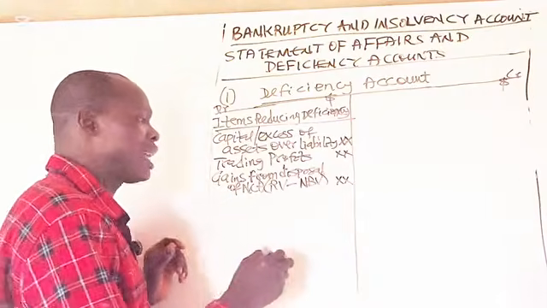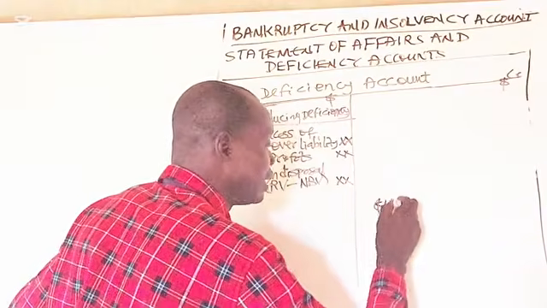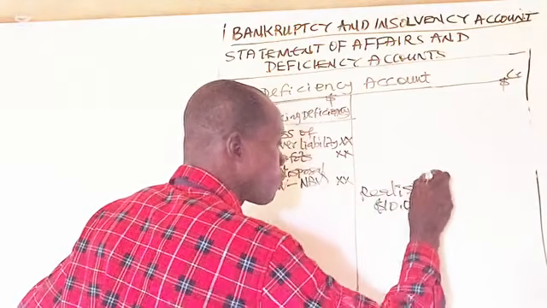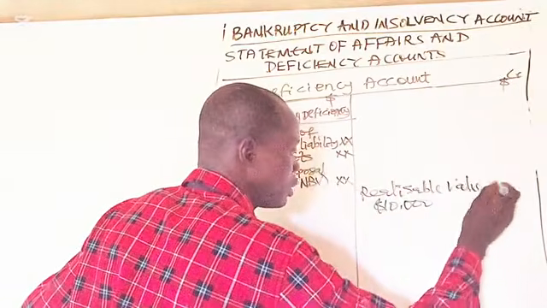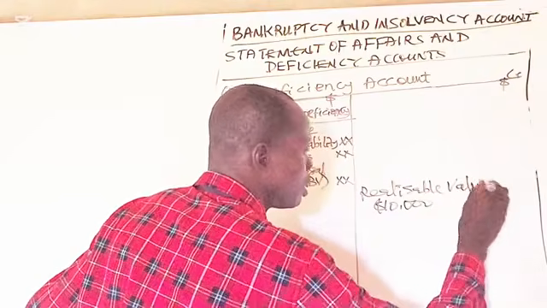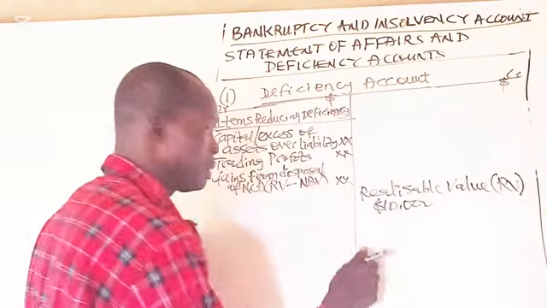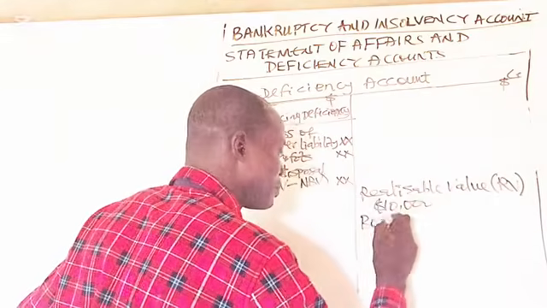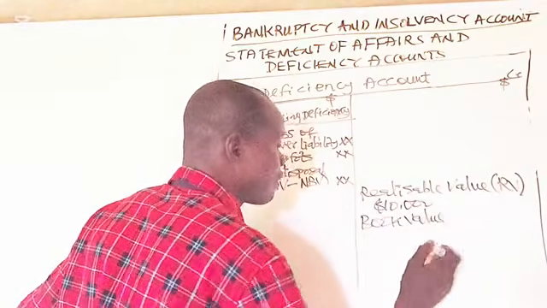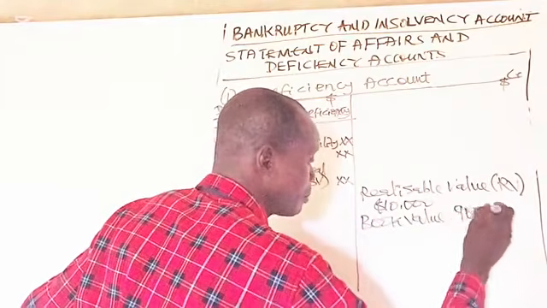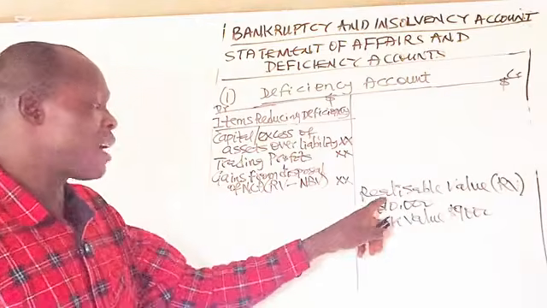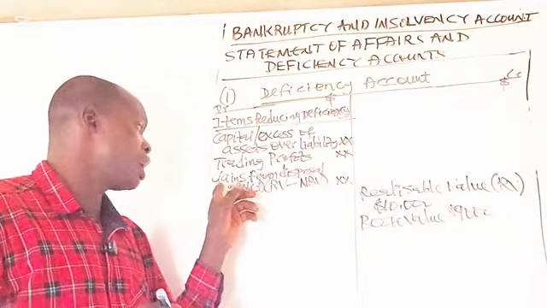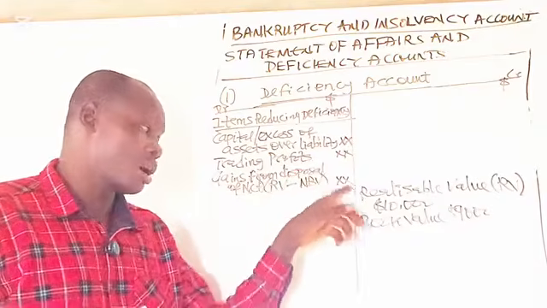For instance, if the realizable value of the asset, where RV means realizable value, is $10,000, and the book value, that is the net book value of the asset, is $9,000, then the realizable value is greater than the book value by $1,000. That $1,000 is a gain from disposal of non-current assets.